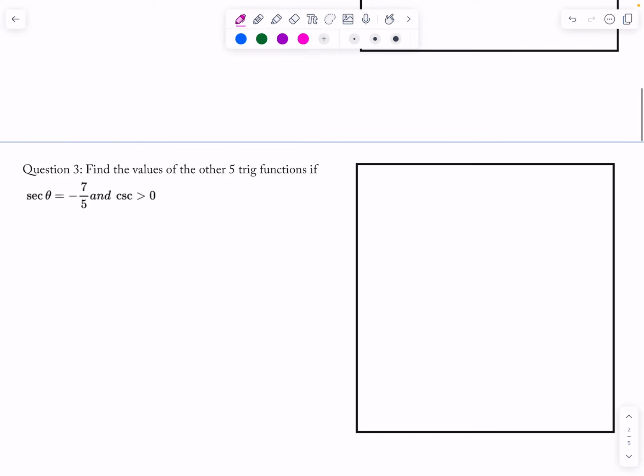So cosecant is positive either in quadrant 1 or quadrant 2. Secant is negative either in quadrant 2 or in quadrant 3. So what they have in common is quadrant 2. So I'm going to put this in quadrant 2. And I want everybody but secant. So I want sine of theta, cosecant of theta, cosine of theta, tangent of theta, cotangent of theta.